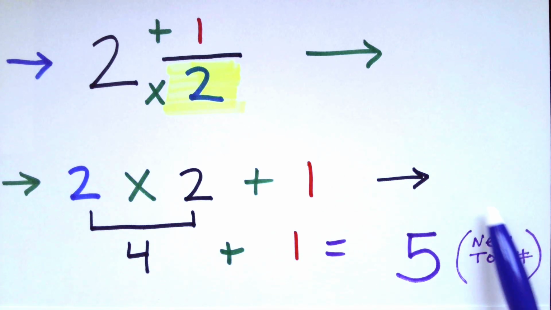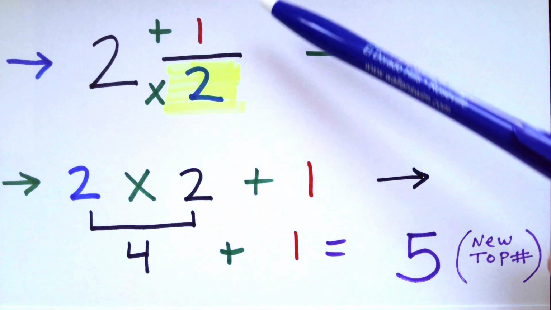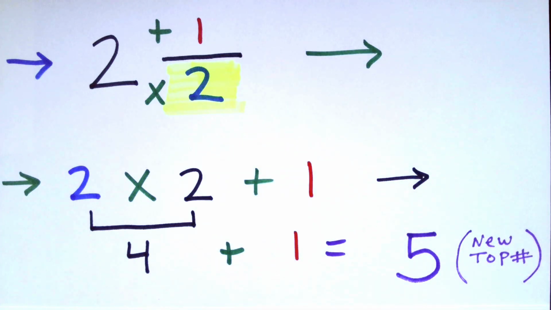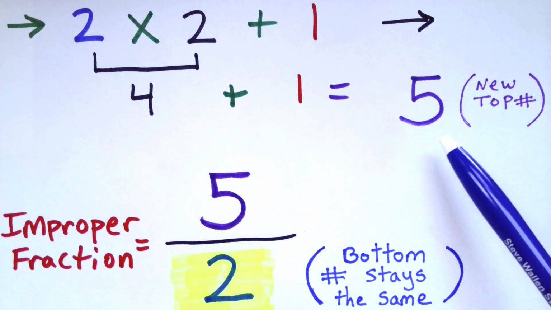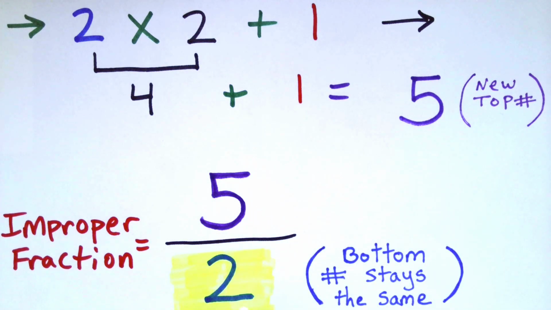So that's our new top number, our new numerator. The denominator is 2. It stays the same throughout. What is our new improper fraction? Hey, if you said our new improper fraction would be 5 over 2 or 5/2, you are absolutely correct. We have our new top number based upon that formula, 5. And the denominator of 2 stays 2 throughout the process. So 5/2 would be our improper fraction, given a mixed number of 2 and 1/2.